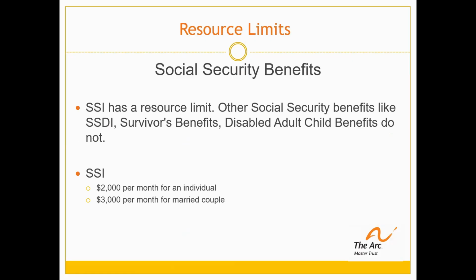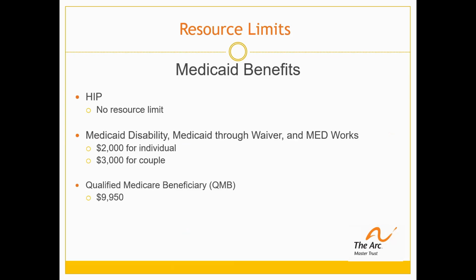Looking specifically at Social Security benefits, SSI does have a resource limit. The resource limit for SSI for a single individual is $2,000 and $3,000 for a married couple. Other Social Security benefits like SSDI, Social Security Retirement, and survivors benefits do not have resource limits. Some Medicaid benefits have resource limits of varying amounts, and others do not. For HIP, there is no resource limit.